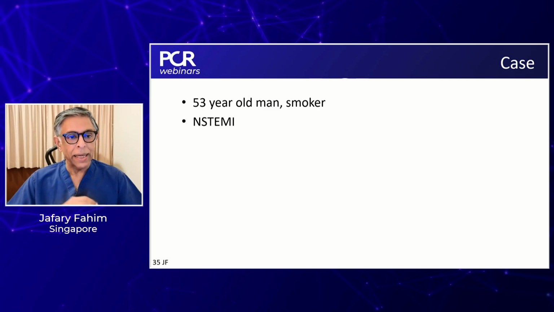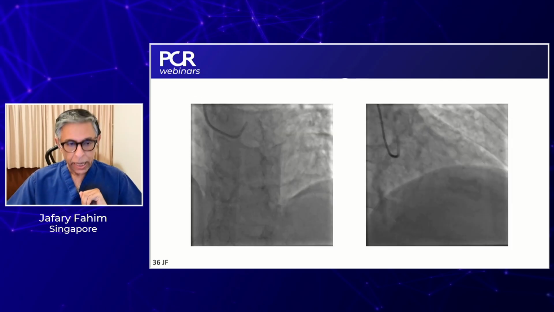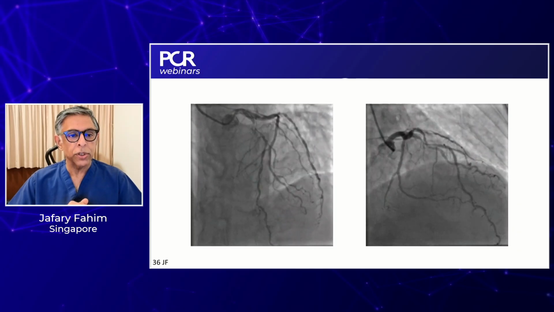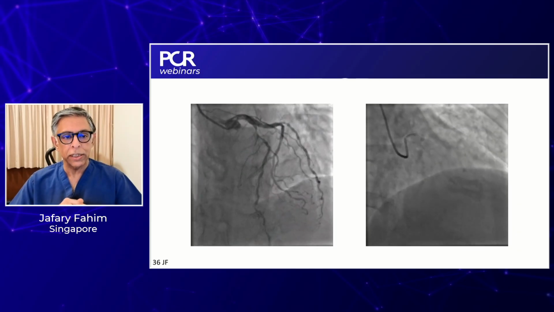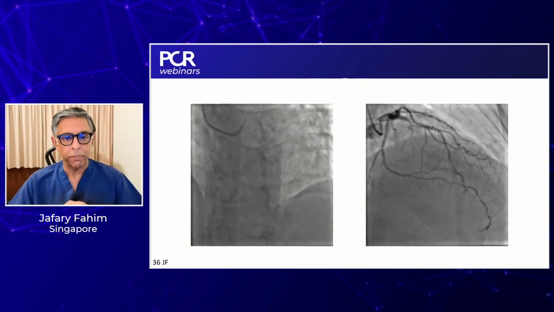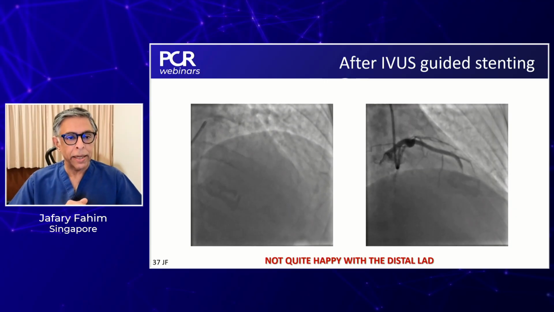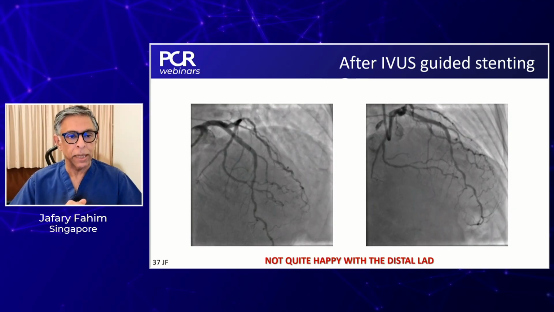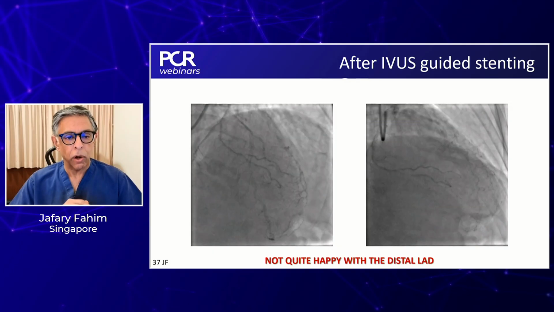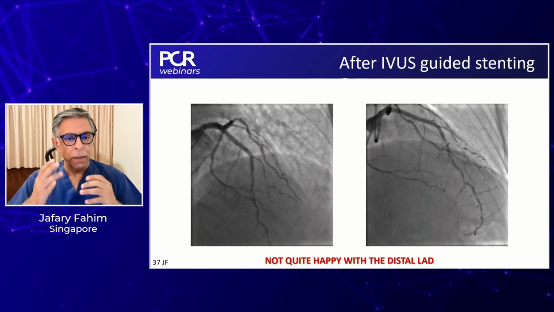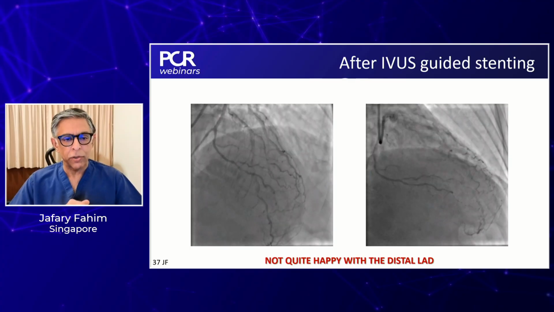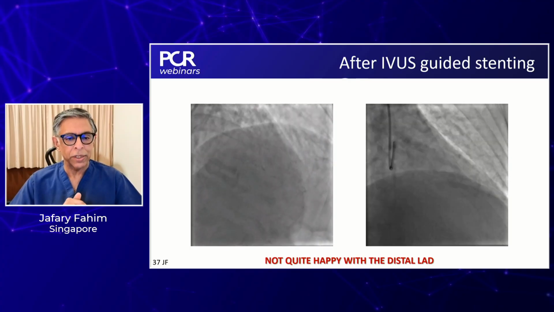Now, with that in mind, let's look at a quick case, a 53-year-old man, non-STEMI. And this is what the angiogram looked like. You can see that there is a critical proximal LAD lesion, but there's also considerable diffuse disease distally. What we did, we went ahead and put in a stent in the proximal LAD with an excellent result on IVUS. I'm not going to bore you with those details. And I actually pulled the wires out. But then when I looked at the angiogram, I was just not happy with the distal LAD.